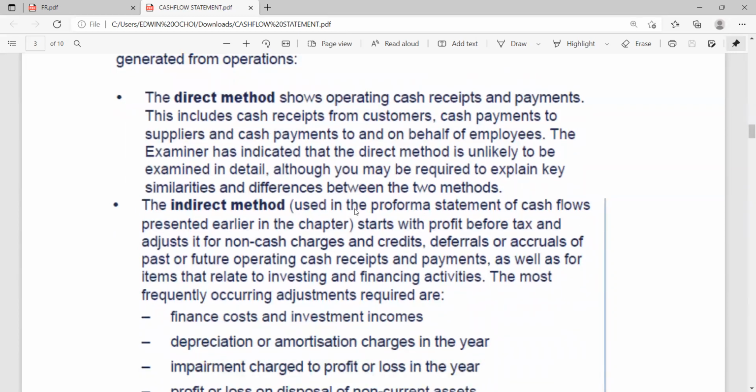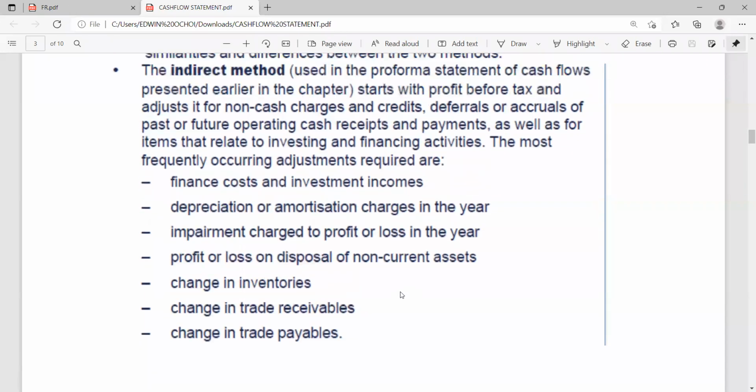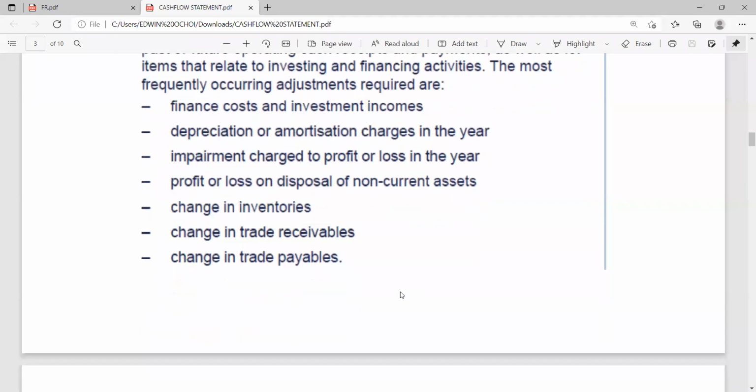The indirect method used in the pro forma statement, the one we have just written down, starts with profit before tax and adjusts it for non-cash charges and credits, deferrals, or accruals of any past or future operating cash receipts and payments, as well as the items that relate to investing and financing activities. The most frequent recurring adjustments required, we have talked about them. I don't want to repeat myself.